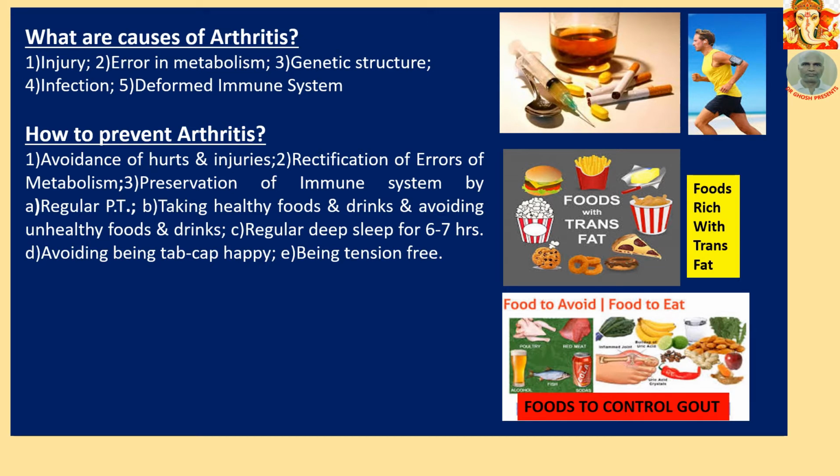How to prevent arthritis? Avoidance of hurts and injuries, rectification of errors of metabolism, preservation of the immune system by the following things: regular physical training, that is physical exercises, taking healthy foods and drinks and avoiding unhealthy foods and drinks, regular deep sleep for 6 to 7 hours, avoiding being tab happy, cab happy, being tension free.